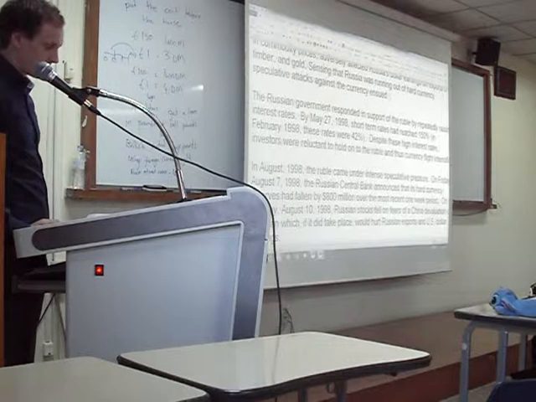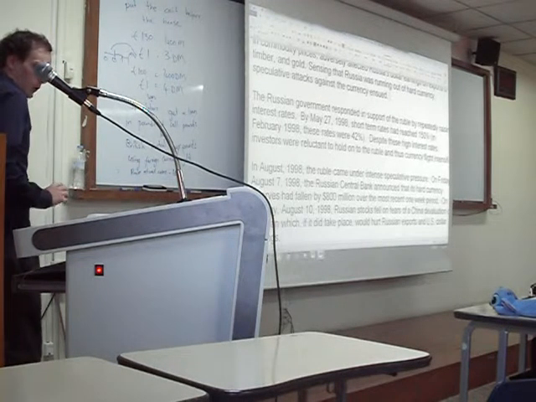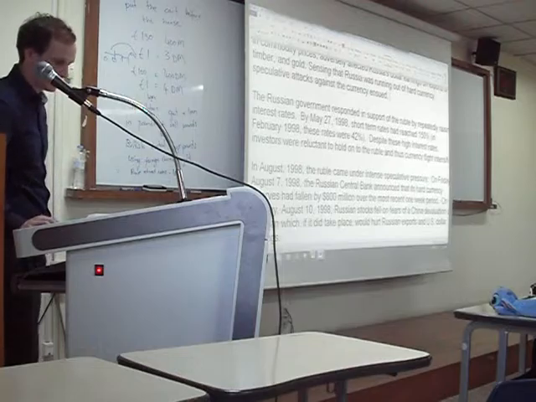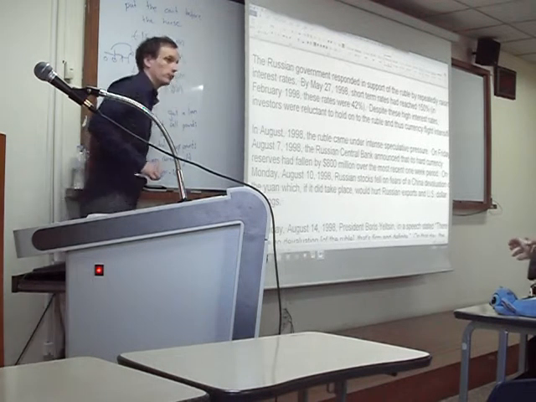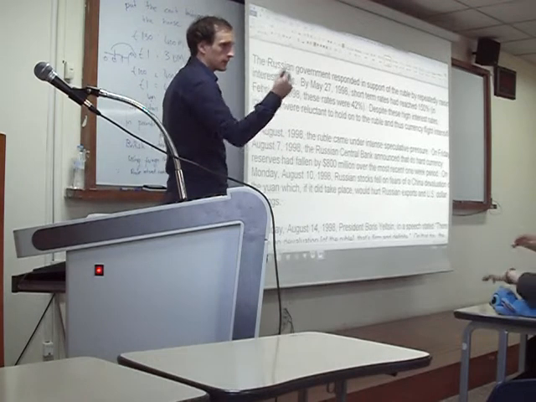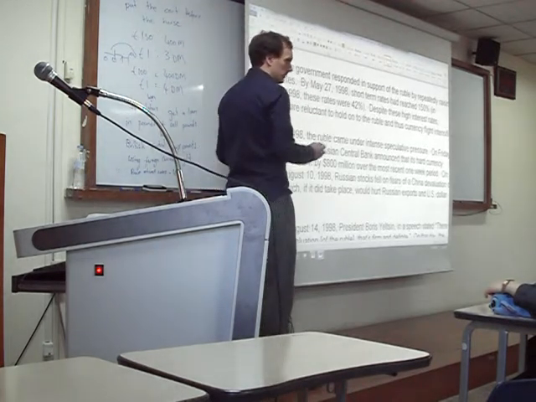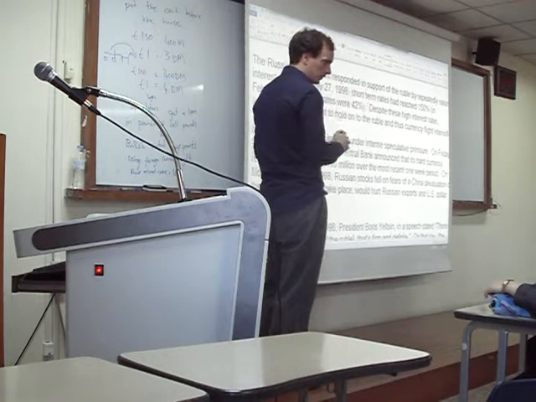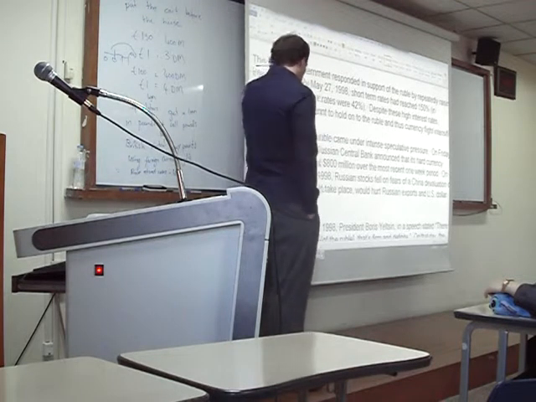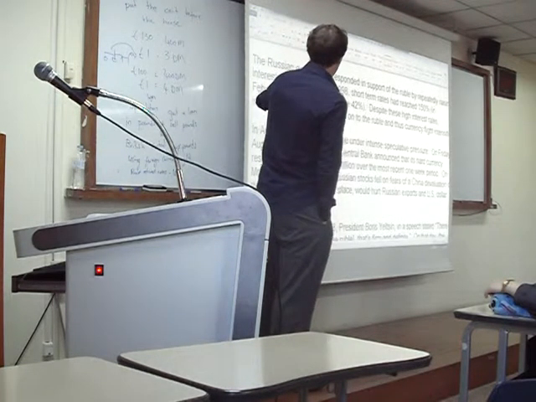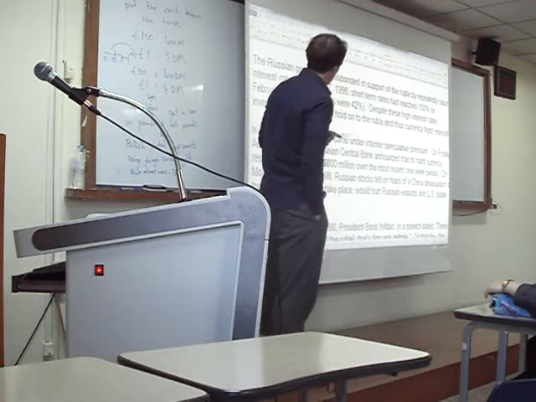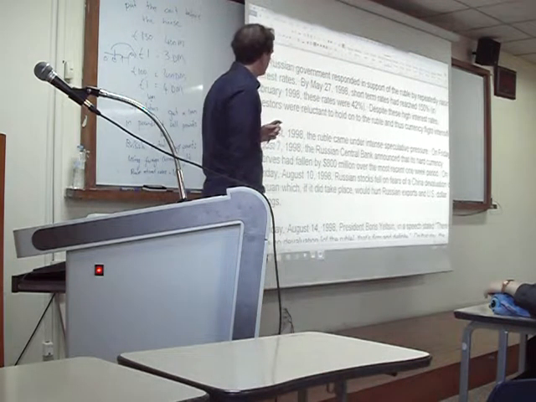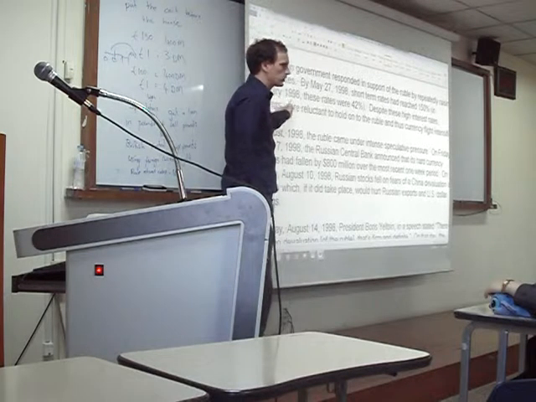So the Russian government responded to support the ruble by raising the interest rates. Okay, so we can see the same story as England, right? The speculators are attacking, selling the Russian ruble because it's a managed currency. By May 27, 1998, the interest rate was 150%. In February it was 42%.